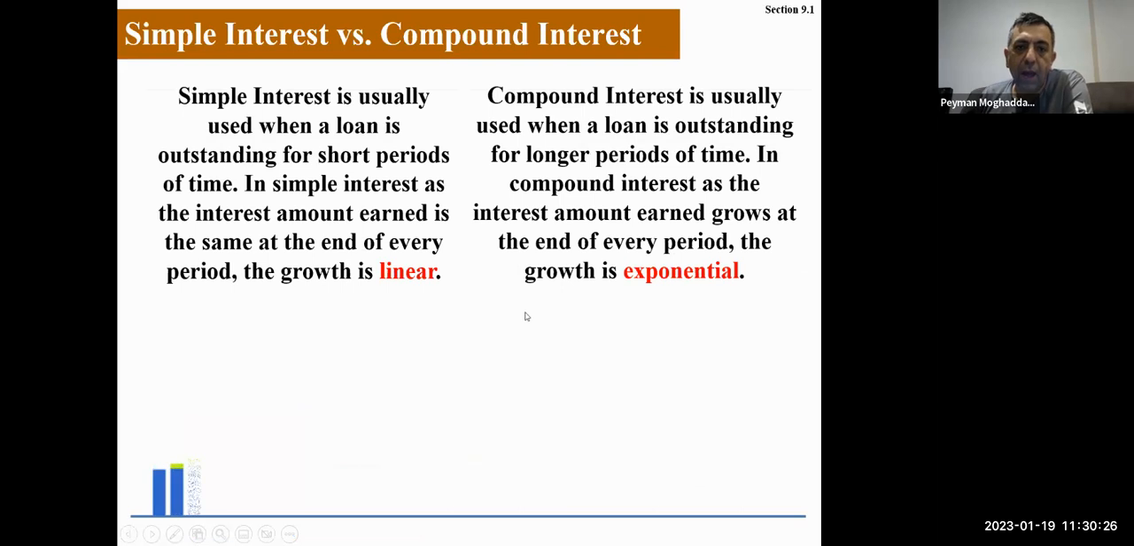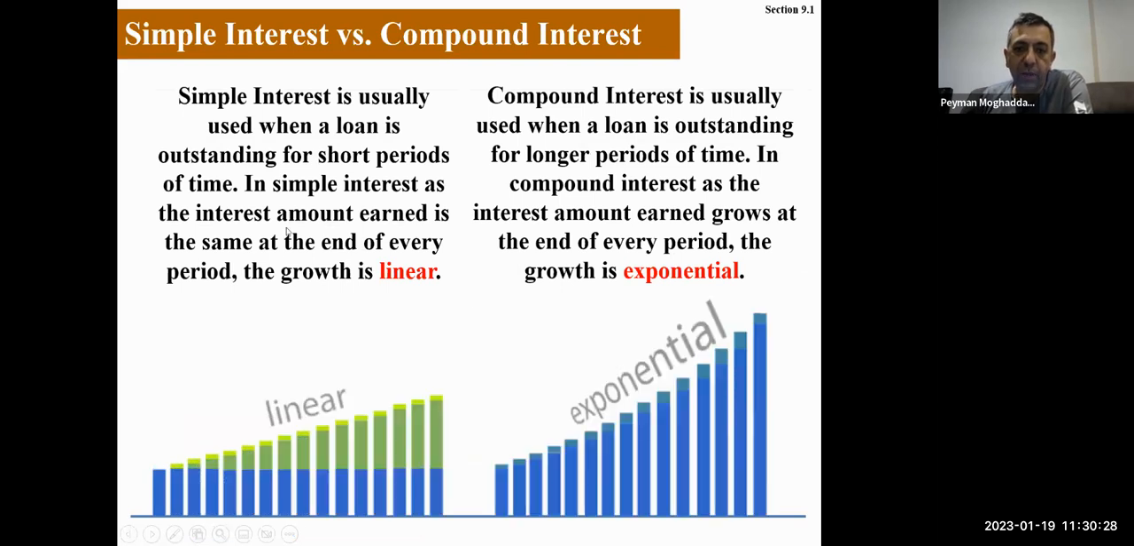Okay. And if you want to show it in terms of a graph, as I said, simple interest is going to be linear. Interest equals PRT, so it's basically linear in time. When time grows, the interest grows linearly. But in compound interest, when time grows, the interest grows exponentially. So that's the difference between compound interest and simple interest.